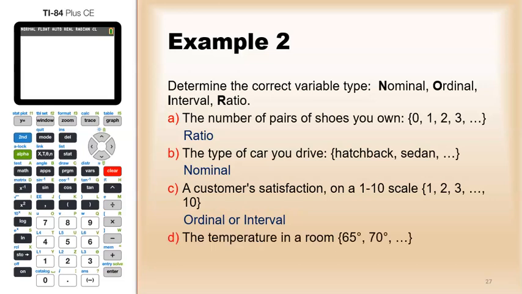Temperature in a room, 65 degrees, 70 degrees, and so on. This is interval, sort of the classic example of an interval variable. Again, 0 degrees isn't really meaningful because Celsius and Fahrenheit have different zeros. And you can't really talk about 70 being twice as much as 35. I mean, numerically, yes, but in reality it doesn't really make sense.